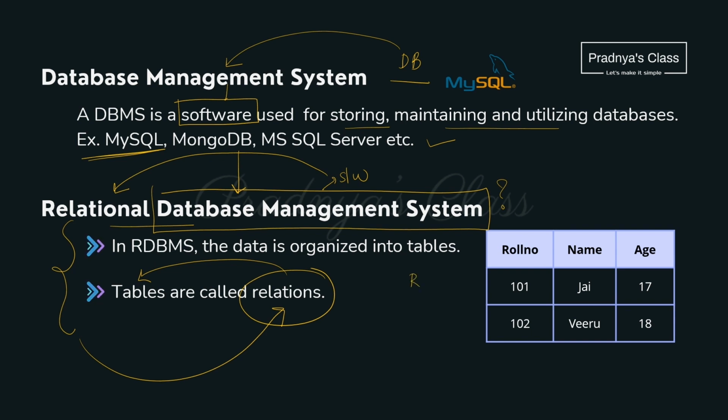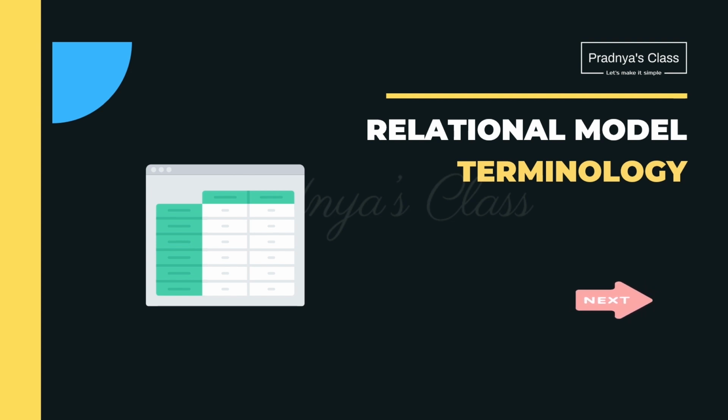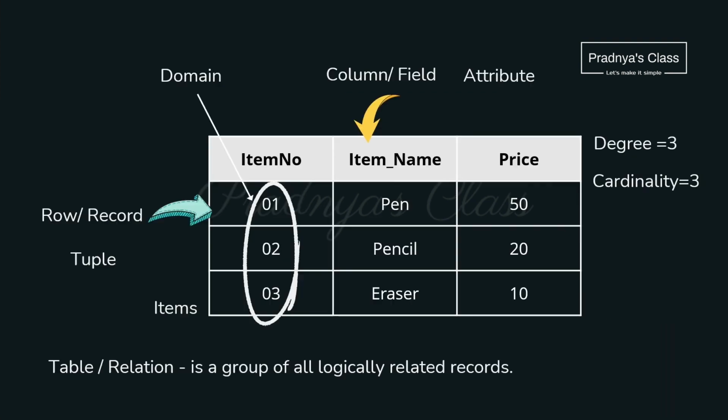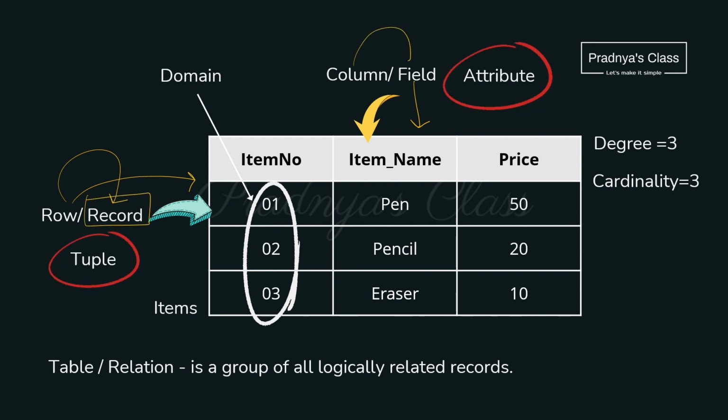It means in case of RDBMS, the data is stored in the form of tables. Now let's go through some of the terminologies associated with database. Look at the table. You know the horizontal are the rows and vertical are the columns. There is another word for the row, that is record, and another word for the column is field. So when we talk about database, we call row as record and column as field.